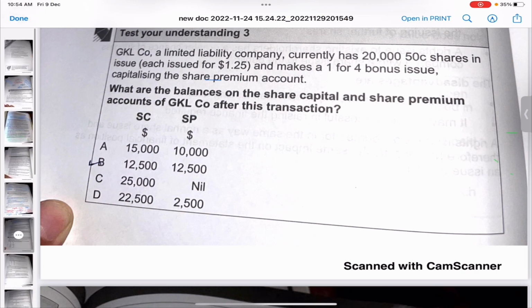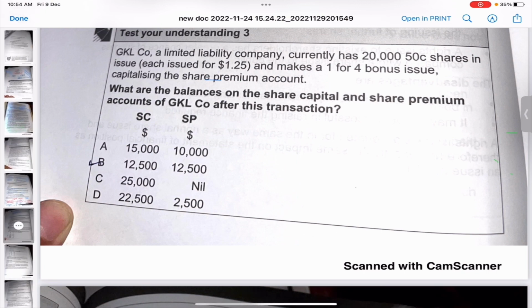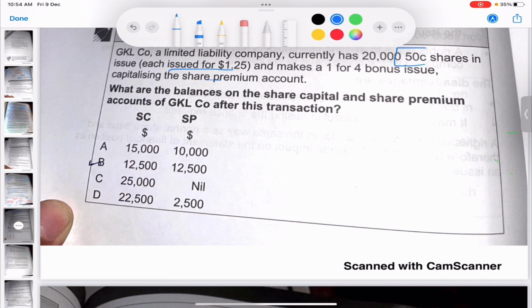Let's go to the question. Okay, GKL Company, a limited liability company, currently has 20,000 shares in issue, each issued for this much. So what is the face value? Face value is 50 cents, which is $0.5, and this is the issue price, which is 1.25, and makes a 1 for 4 bonus issue, which means for every 4 shares you're getting 1 share free. Okay, now what are the balances of the share capital and the share premium account? So we need to basically just write all the journal entries.